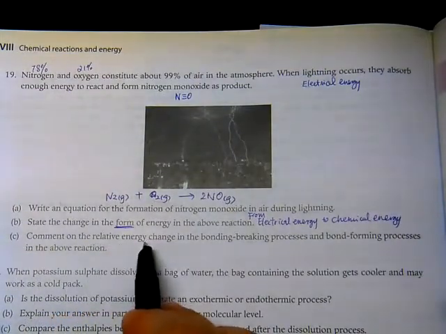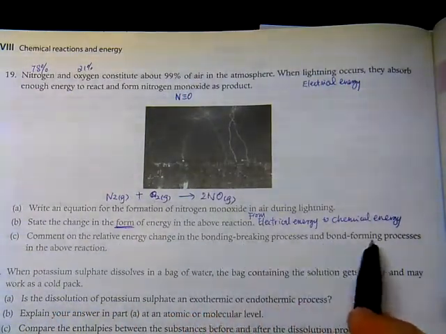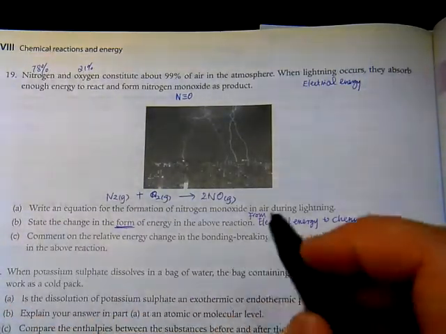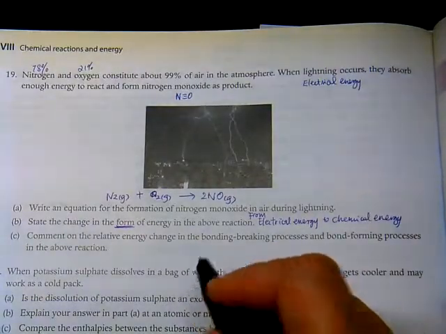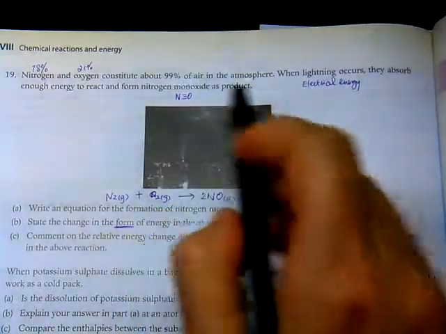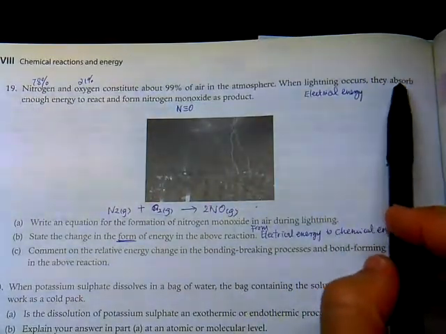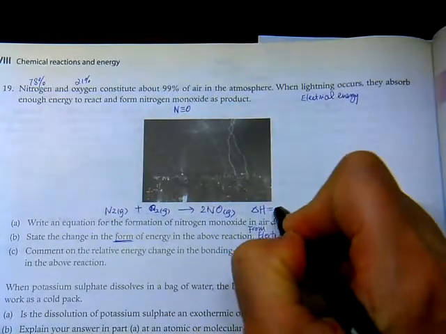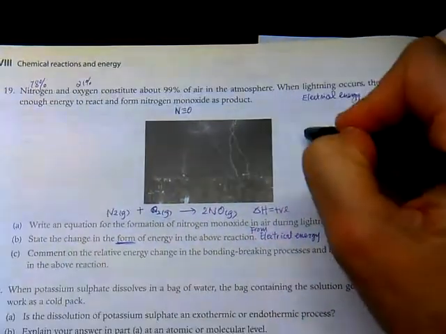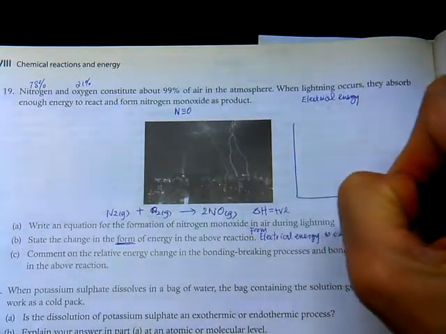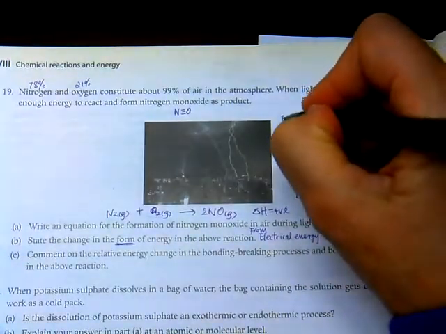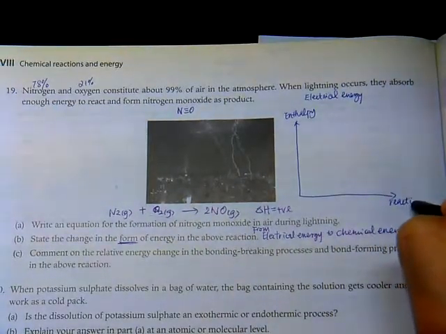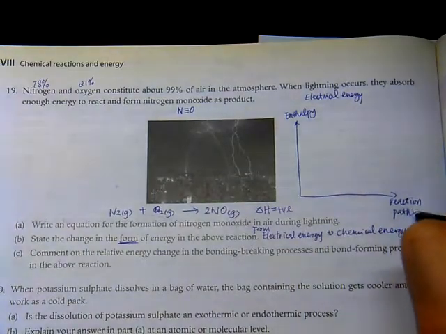Comment on the relative energy change in bond breaking and bond forming process. Now, I give you a tip. Okay, it is an endothermic process because look at this sentence: they absorb energy. Absorb energy. That means it is an endothermic process. For an endothermic process, first of all, draw its enthalpy level diagram. Enthalpy is the y-axis. Reaction coordinate or reaction pathway is the x-axis.